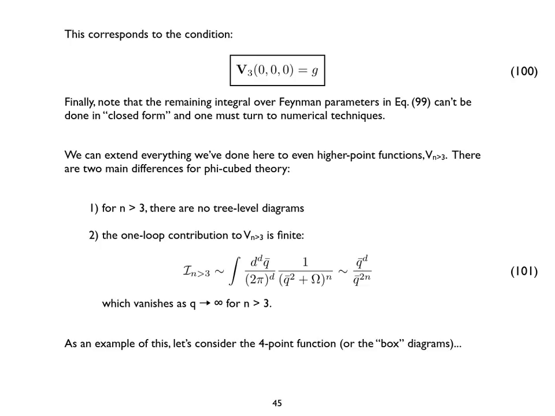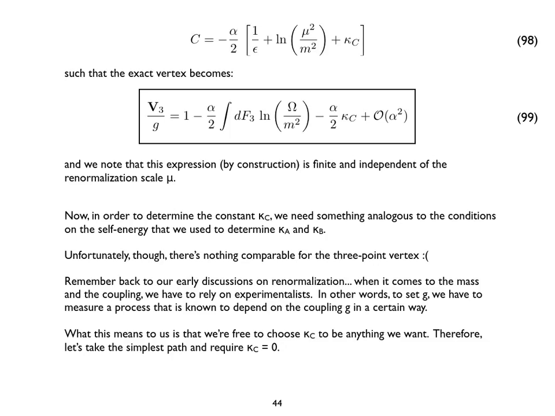And like I said, equation 9, the finite parts of this cannot be done analytically. So this part right here, the DF3, you have to go numerical on that. And that's it for the 3-point function. Pretty simple, right?